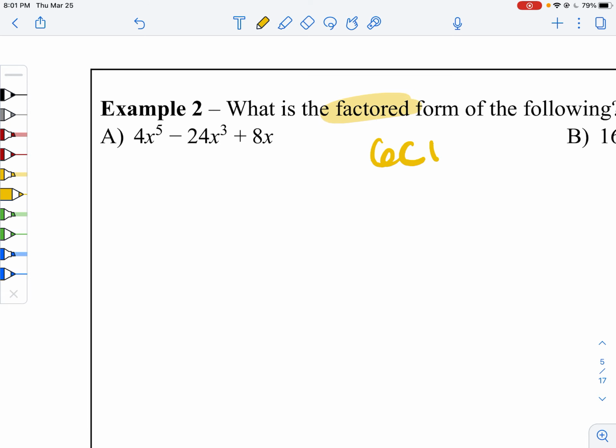What do these guys all have in common? Well, let's look at the numbers first. 4, 24, and 8 all have a GCF of 4. And then x to the 5th, x cubed, and x: the smallest x they have is x to the first power, right? They all have just one x in common. So our GCF here is 4x. So we're going to undistribute a 4x from each of these guys.